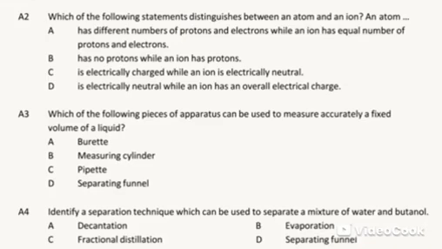Question 4. Identify a separation technique which can be used to separate a mixture of water and butane. A. Decantation, B. Evaporation, C. Fractional distillation, D. Separating funnel. So the answer here is C.